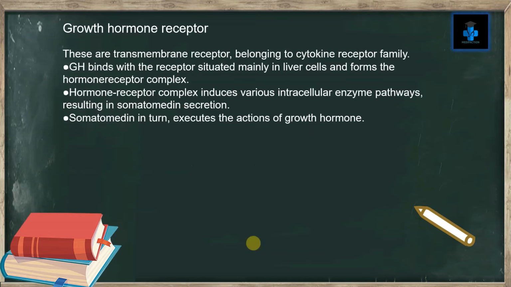Growth hormone receptor. These are transmembrane receptors belonging to the cytokine receptor family. Growth hormone binds with the receptor situated mainly in liver cells and forms the hormone receptor complex. The hormone receptor complex induces various intracellular enzyme pathways resulting in somatomedin secretion. Somatomedin in turn executes the action of growth hormone.